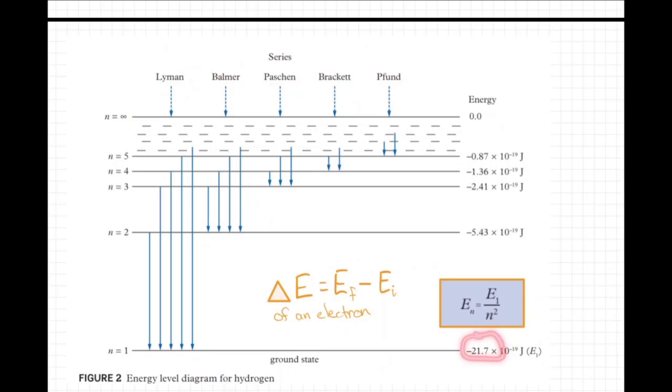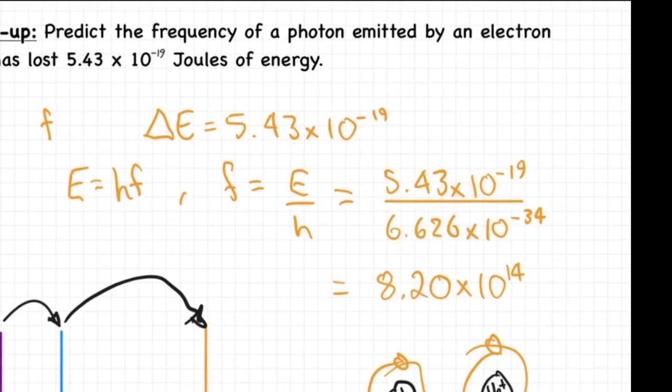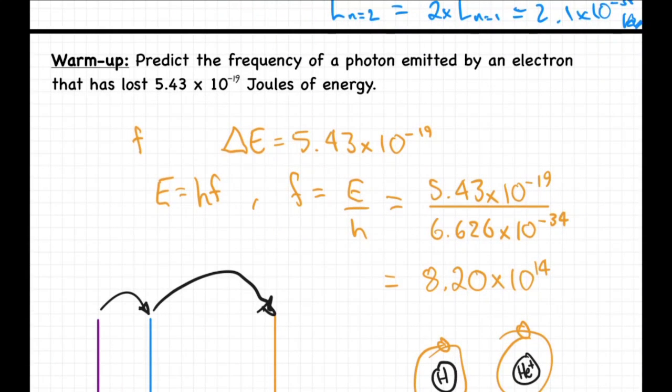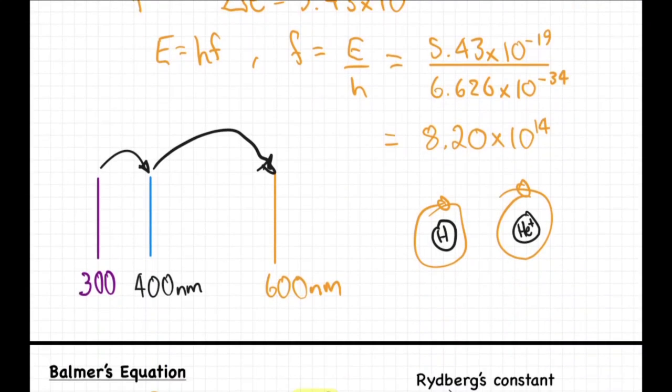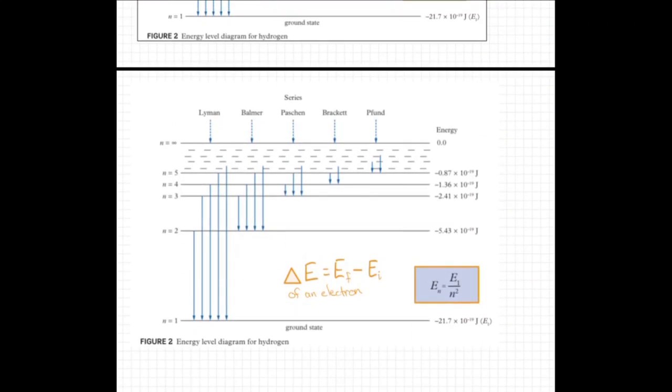A photon with 21.7 by 10 to the negative 19 joules. And that photon would have almost 4 times as much frequency as this, right? Energy and frequency are proportional, so 4 times as much frequency. It'd have a frequency of about 32 by 10 to the 14 hertz, which is a very high energy photon. So the more energy in the photon, the higher we drop.